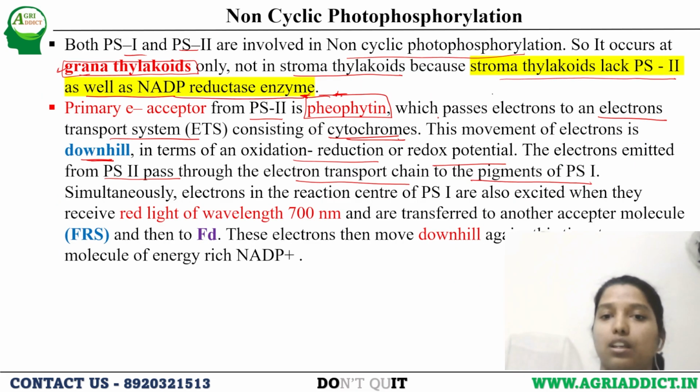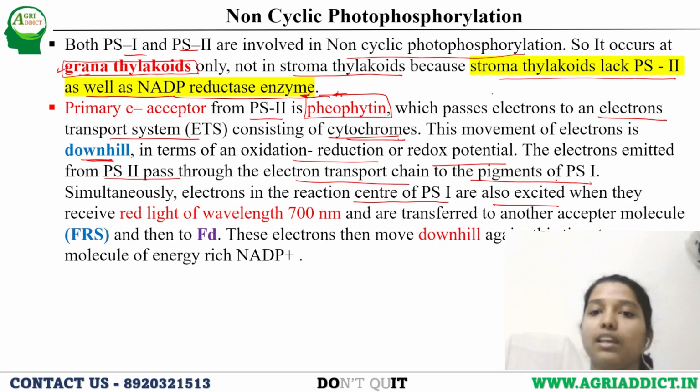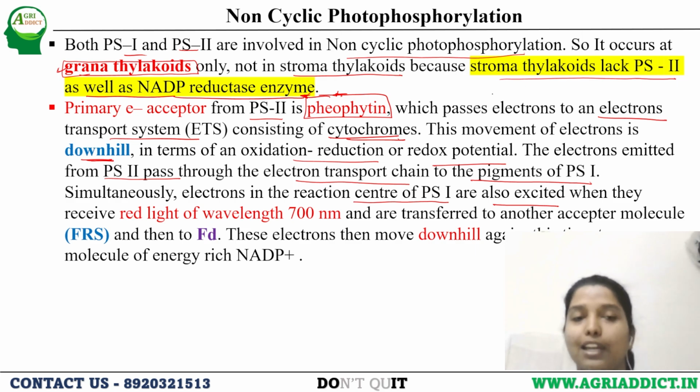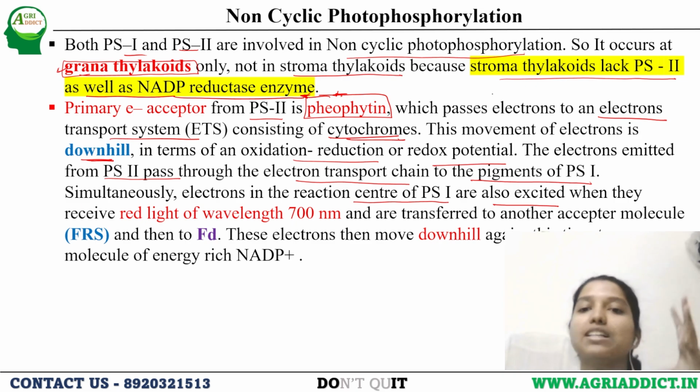Okay, this is what it is telling. Simultaneously, electrons in the reaction center of PS1 are also excited, because when sunlight falls, it falls on PS2 and PS1 at the same time. PS2 requires 680 nanometer wavelength light. This much wavelength is required to emit its electron.